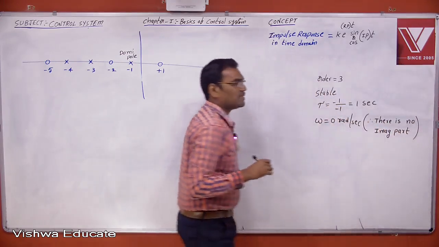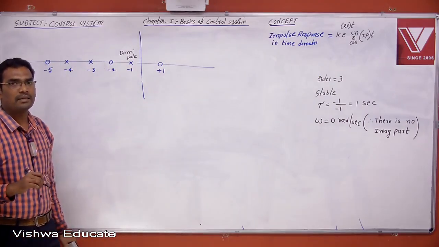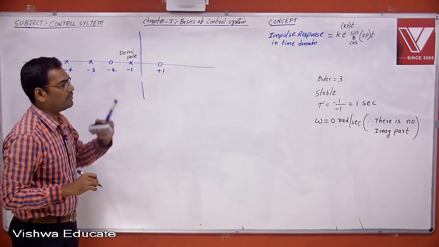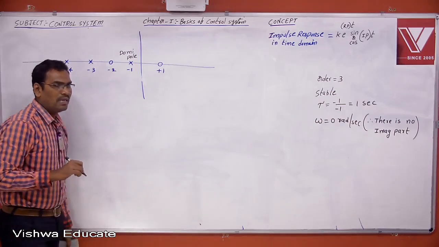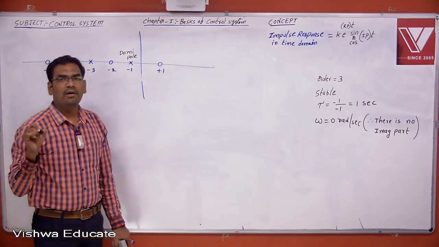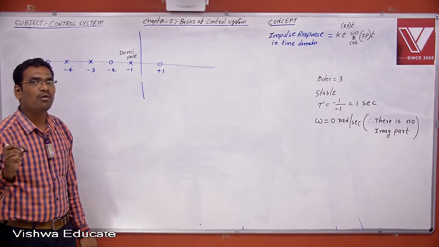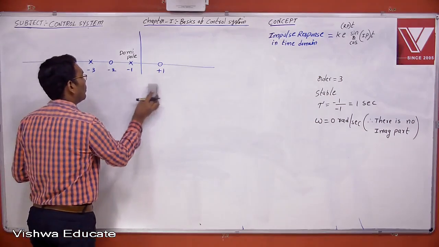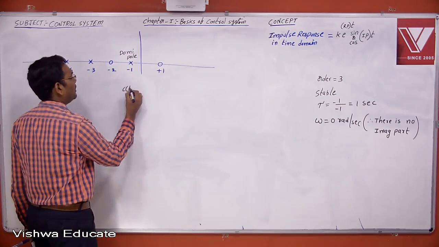There is no imaginary part, therefore the frequency of oscillation is 0 radians per second. Only the real part, no imaginary part, so the frequency of oscillation is 0 radians per second. The response is decided only from the pole's location, because the response consists only of poles. And I am already saying that this is the dominant pole. The overall closed loop control system response is decided by the dominant pole.